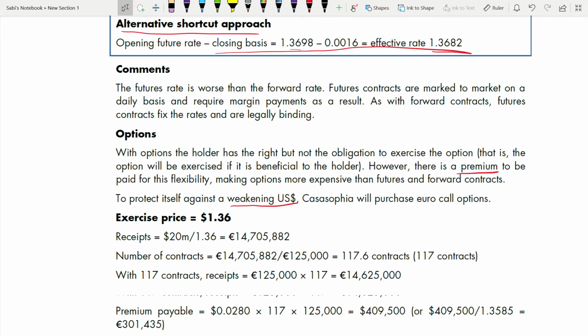It's a call option. Because in future, what were we doing? We were buying euro. So buying euro, and also the option is priced in euro, contract size in euro. So that's why we have to buy euro. That means we have to go for the call option.